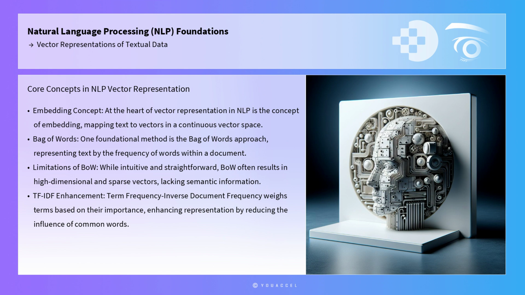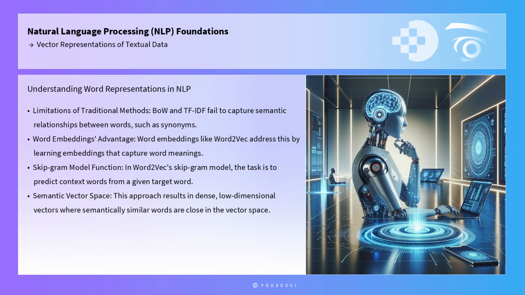To mitigate these limitations, term frequency inverse document frequency weighs terms based on their importance across a corpus, thereby enhancing the representation by reducing the influence of common but less informative words. However, BoW and TF-IDF fail to capture semantic relationships between words, such as synonyms.